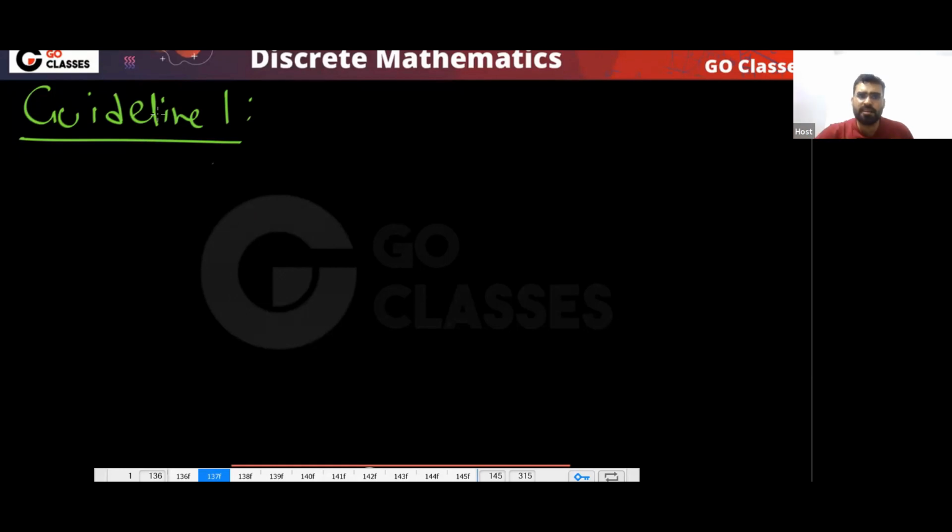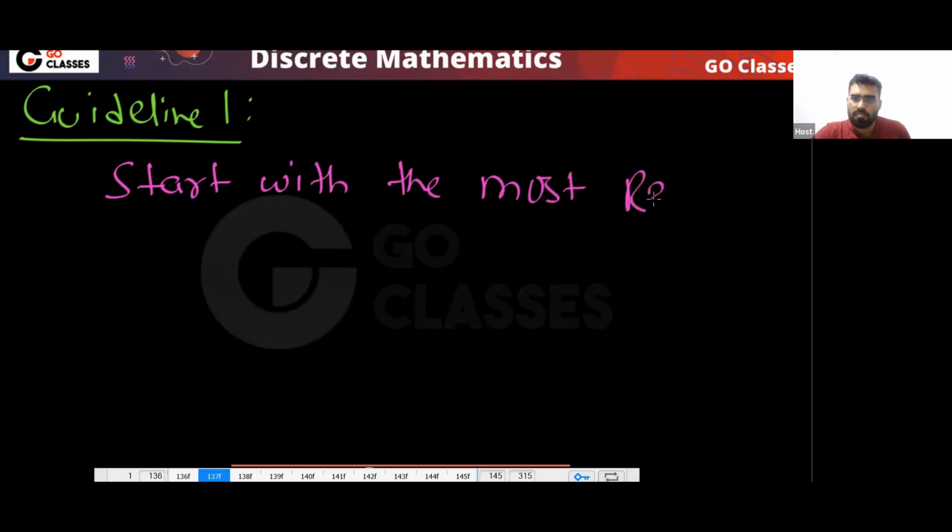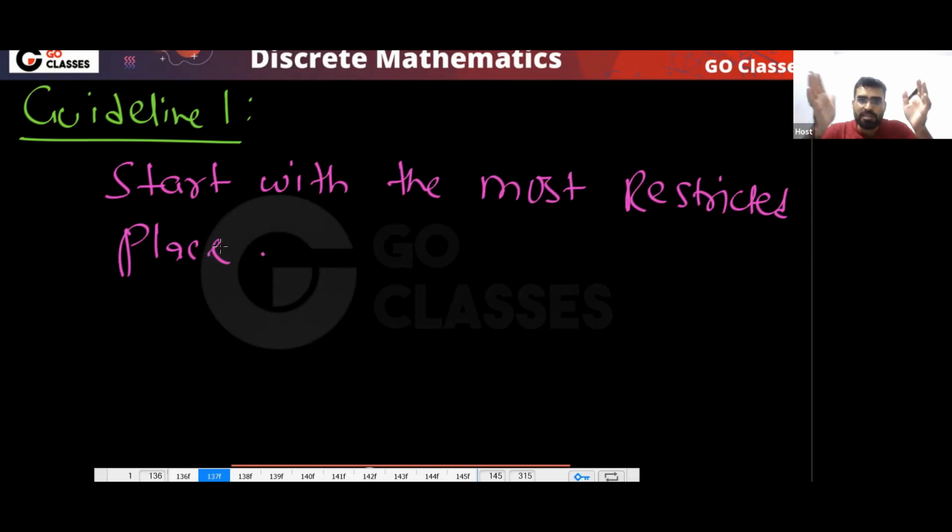That is the same idea here. Guideline number 1: start with the most restricted place. Remember, this is a guideline. This is not a theorem. So what does it mean? It means you should take care. In most situations, this will work. In many situations, this will work. But I am not saying that this is a theorem. It will not work always.